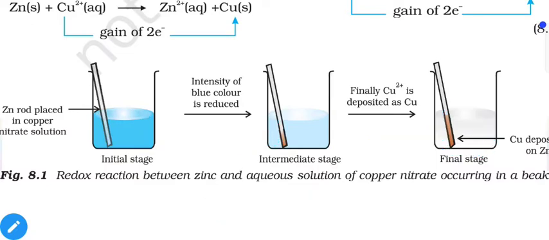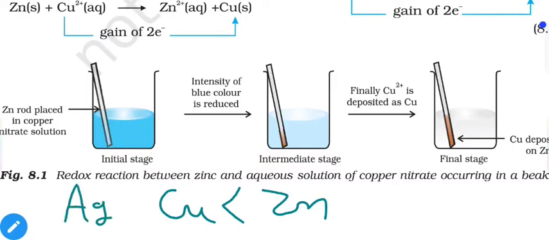And this reaction is simply possible because copper metal is less reactive than zinc metal. If we place copper and zinc according to their reactivity, then copper is less reactive than zinc. But if we place one more metal, silver, then it is comparatively less reactive than copper. That means the reactivity order will be: silver is the least reactive of these three, then we have copper, and then we have zinc.